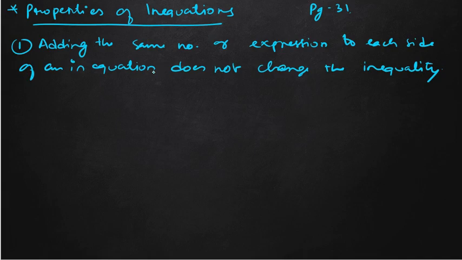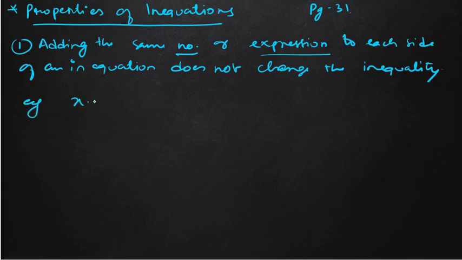What does it say? Adding the same number or expression. Either we may add the same number or any expression. If we add any number, both must be the same on the left hand side and the right hand side of an inequality, or we can add the expression to each side of an inequality. Then adding that does not change the inequality.